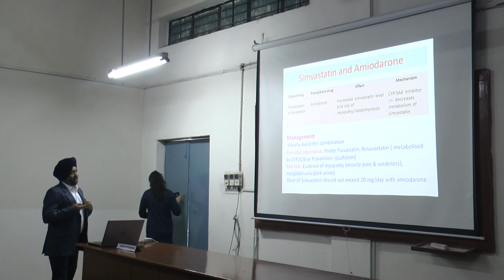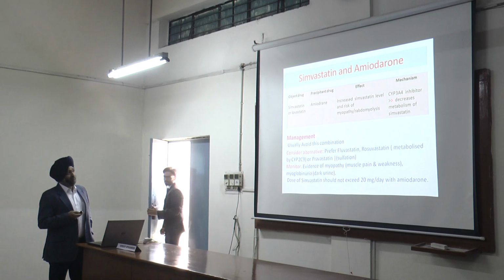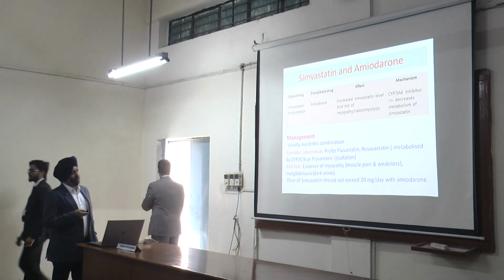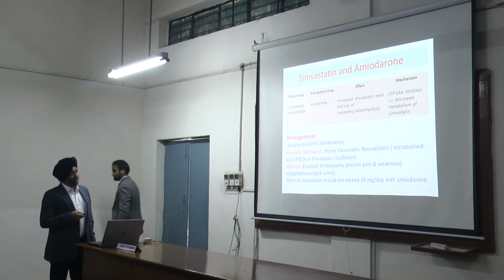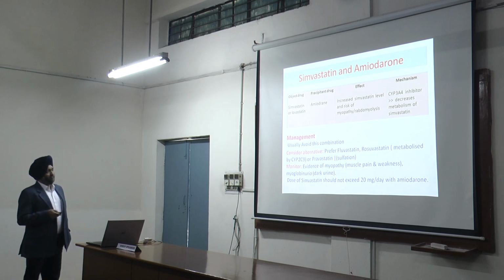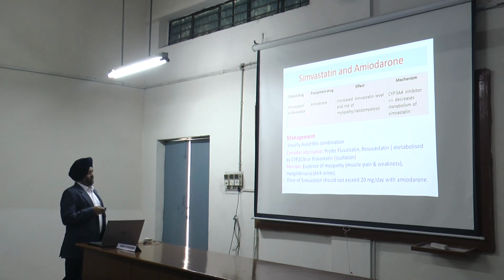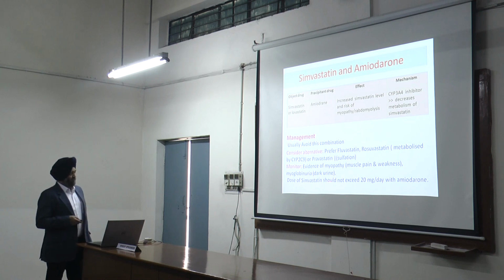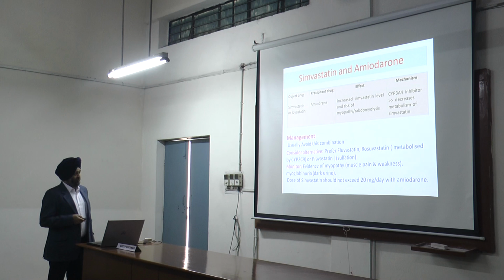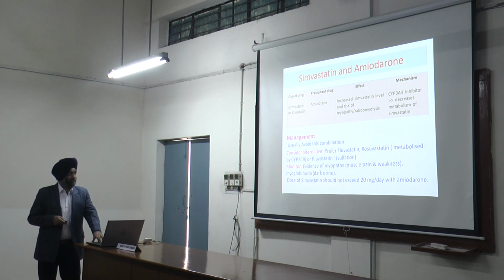Simvastatin and amiodarone: here amiodarone is a 3A4 inhibitor. It will inhibit 3A4, which is responsible for the metabolism of simvastatin, so again the simvastatin level will increase. Here we can use drugs not metabolized by 3A4, like fluvastatin and rosuvastatin, which are mainly metabolized by 2C9. But if amiodarone is a must, we should take care of all the side effects of simvastatin, and the dose should not exceed 20 milligrams per day with amiodarone. The combination is a must.